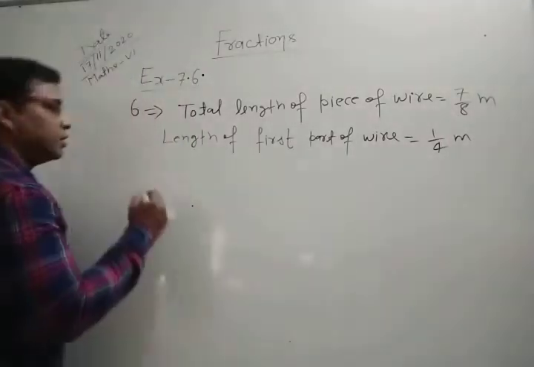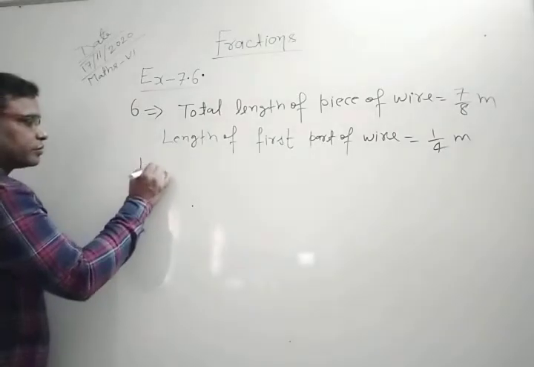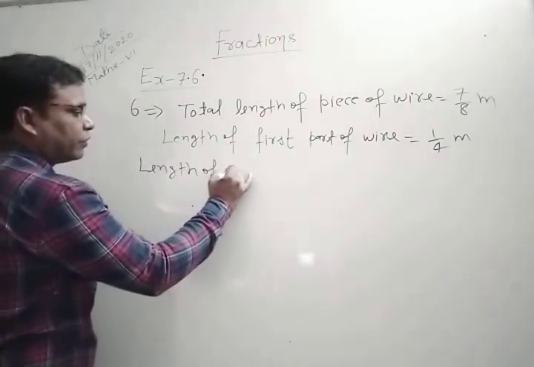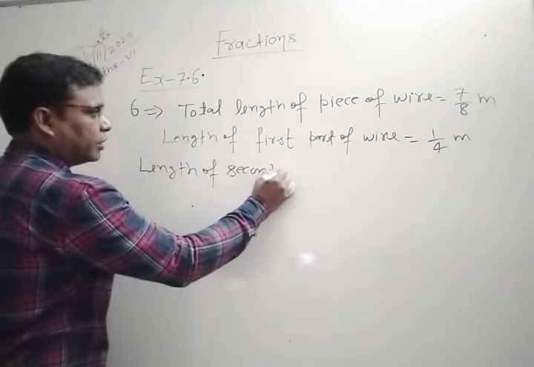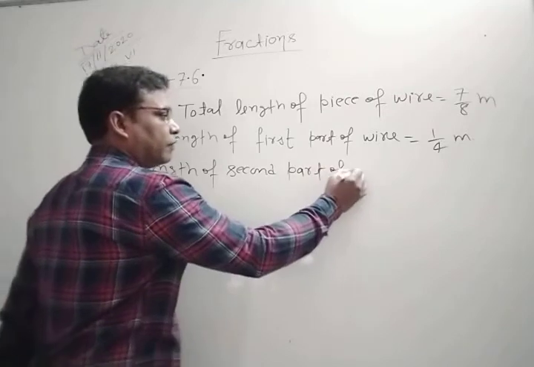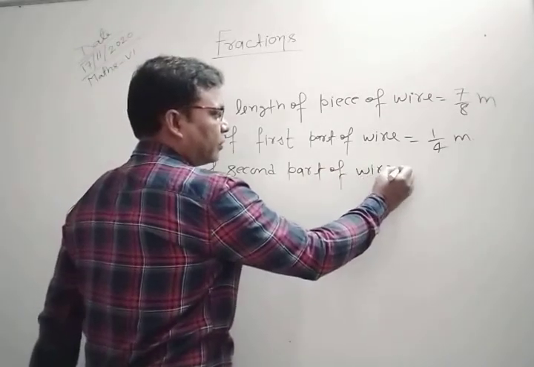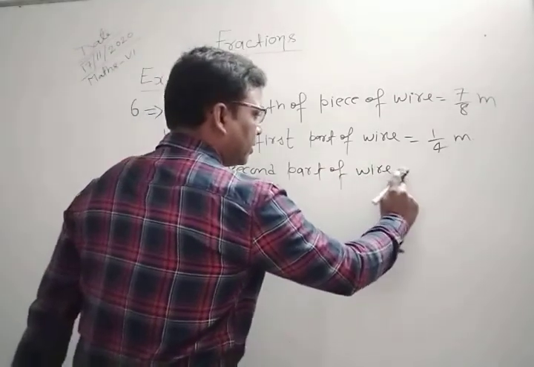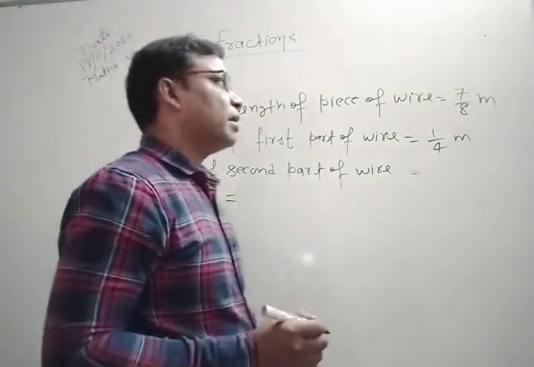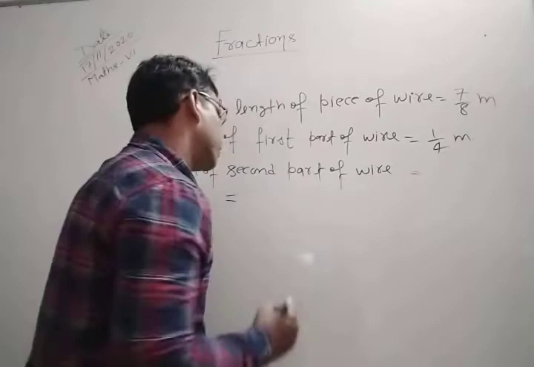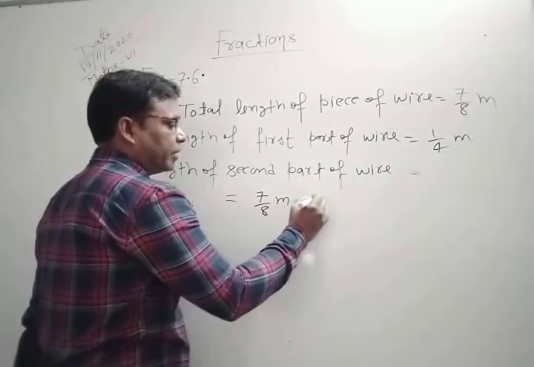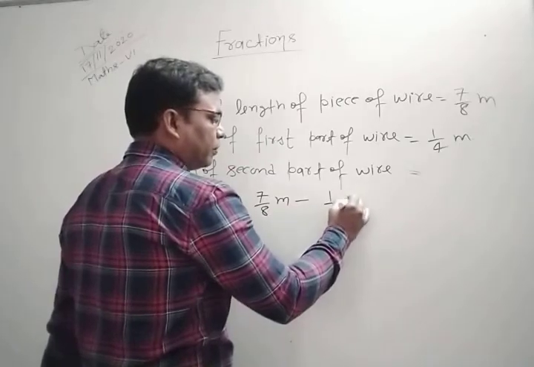Okay, so we write here: length of a second part of wire. This is called... how to find it? We find it if we subtract 1 by 4 from 7 by 8. Okay, so you can write here 7 by 8 meter minus 1 by 4 meter.